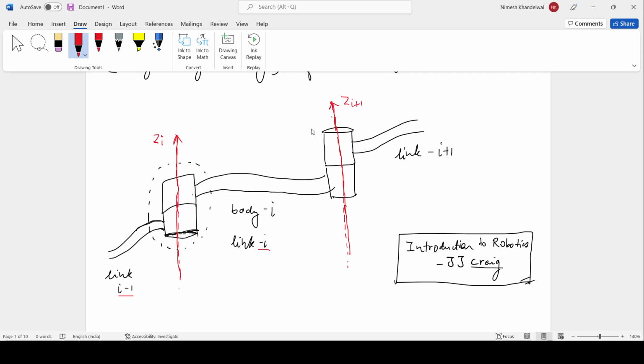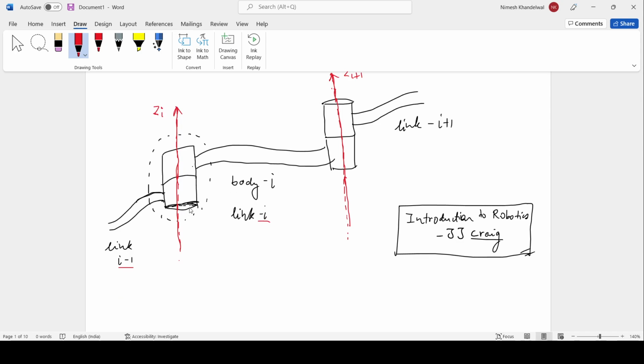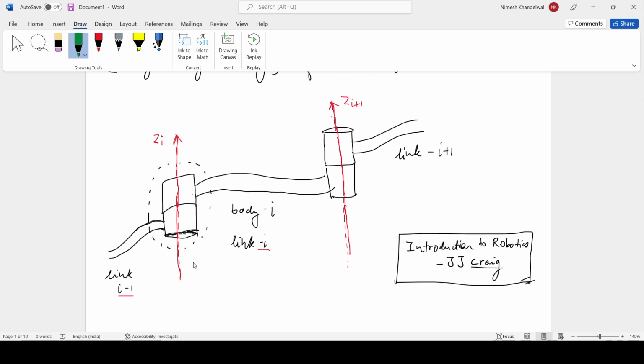Of course, as we said, the links are arbitrarily shaped, placed, and oriented with respect to each other. So these two axes, as long as they are not intersecting, can be oriented in any manner in space. But there will exist a line connecting the nearest two points, the line of shortest distance between these two axes.